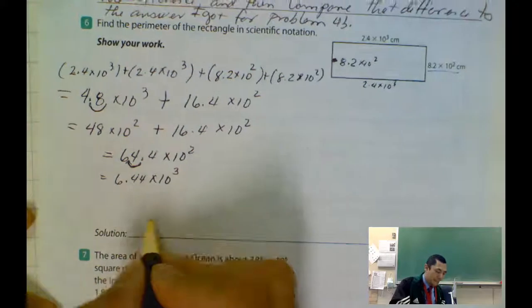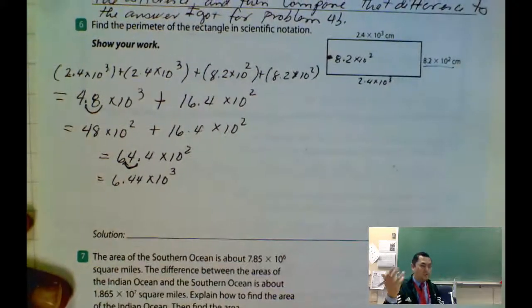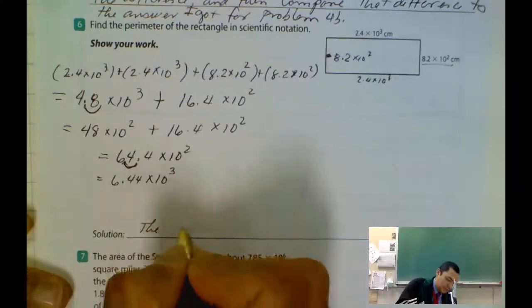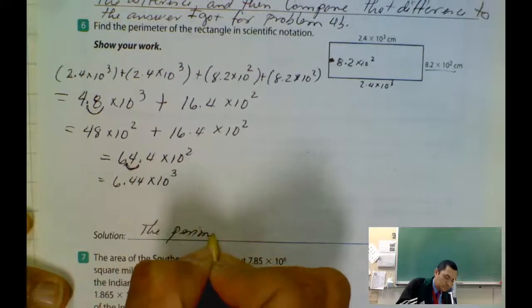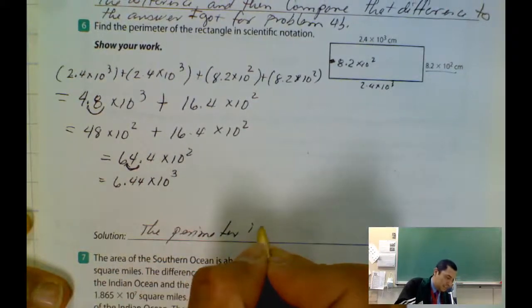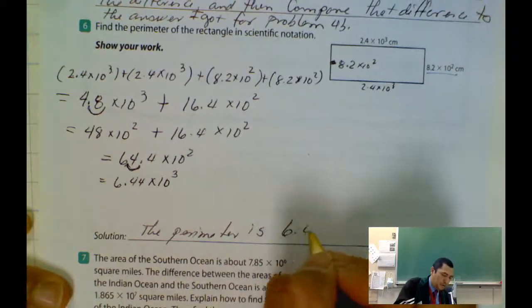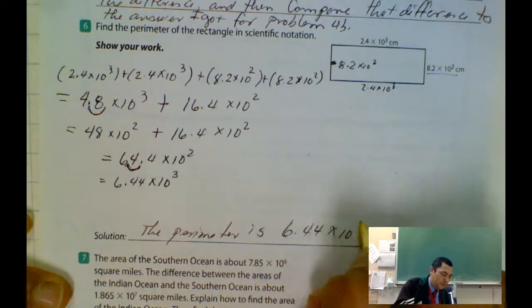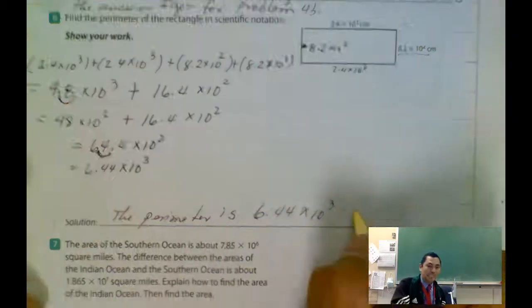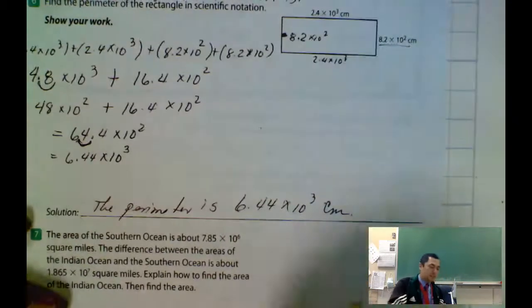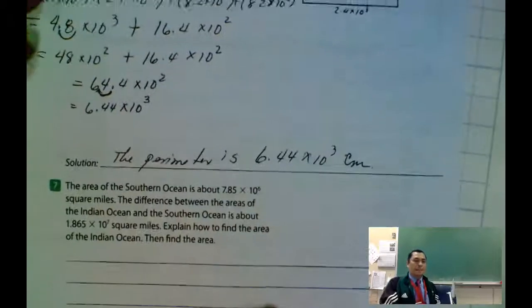Solution. Remember that you have a question. Find the perimeter. The perimeter is 6.44 times 10 to the third power centimeters. That's the unit, centimeters.